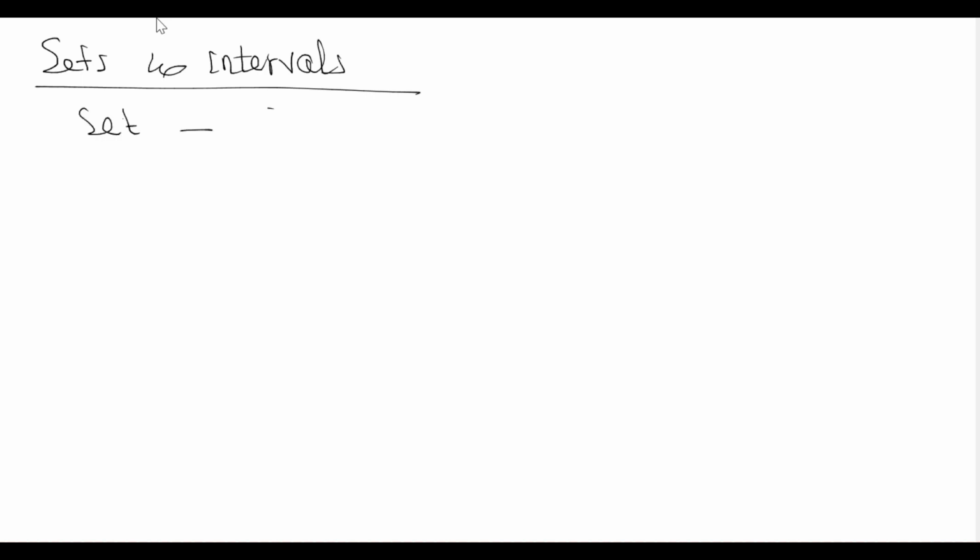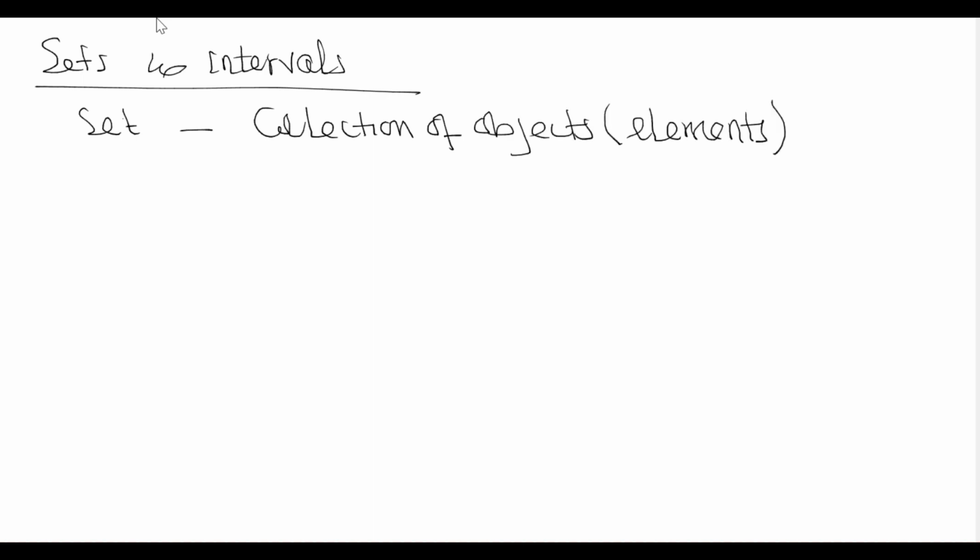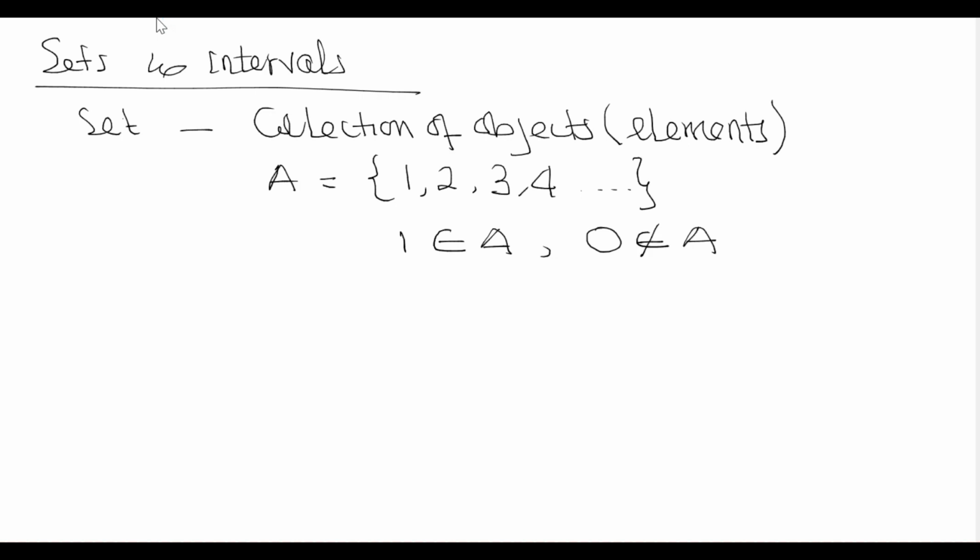So when it comes to sets, we have to know certain definitions. And so what is a set? A set is a collection of objects, and these objects are known as the elements. We can, for example, say set A is 1, 2, 3, 4 in this case, and so on and so forth. And so 1 may belong to A, whereas 0 doesn't belong to A.